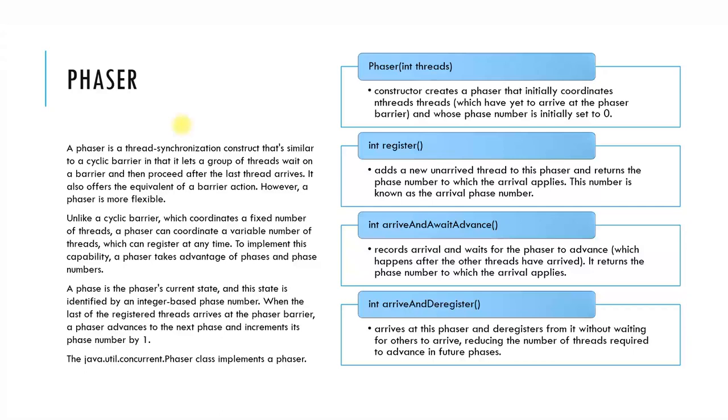To implement its capability, a Phaser takes advantage of phases and phase numbers. A phase is the Phaser's current state, and this state is identified by an integer-based phase number. When the last of the registered threads arrives at the Phaser barrier, a Phaser advances to the next phase and increments its phase number by 1. So we have one constructor and three methods here. Register adds a new unarrived thread to the Phaser and returns the phase number to which the arrival applies, then arrive and await advance, and arrive and deregister.